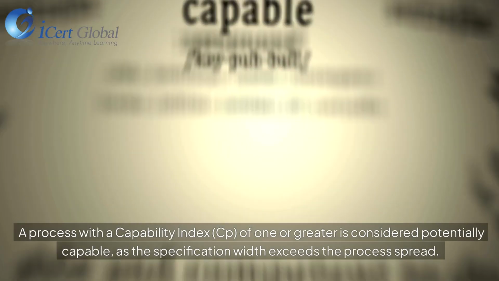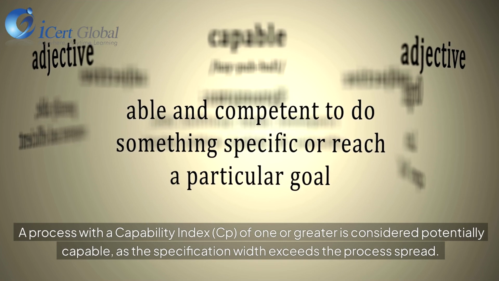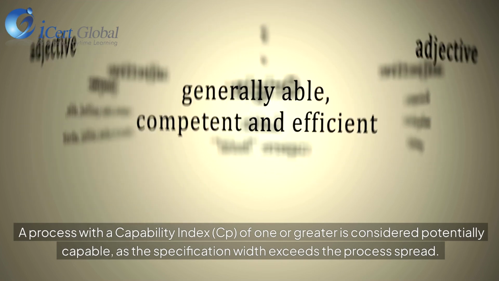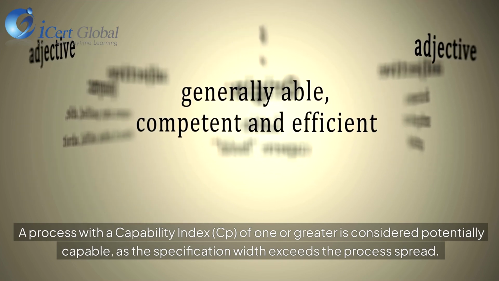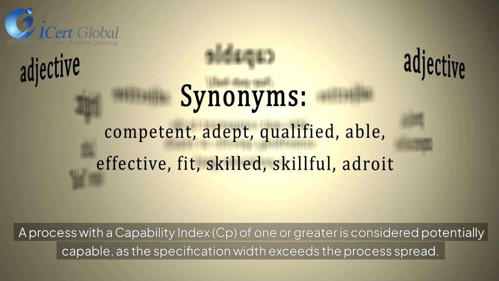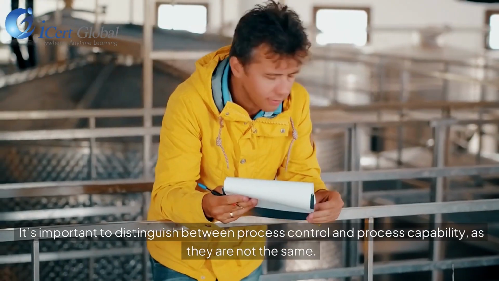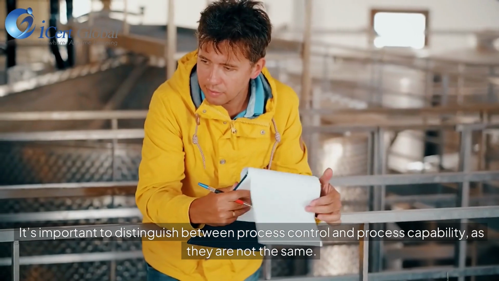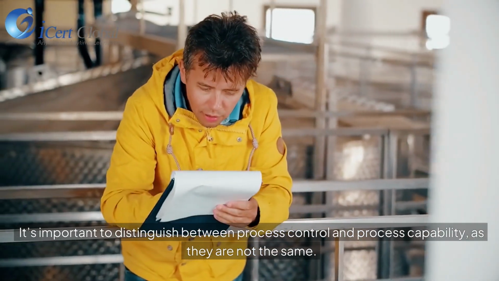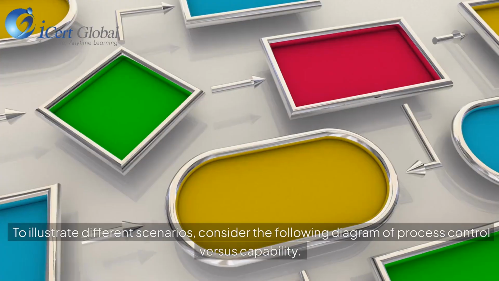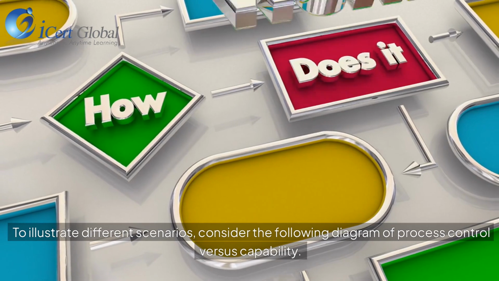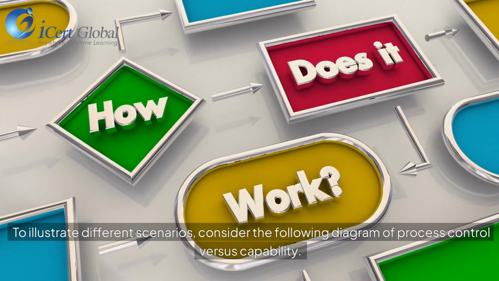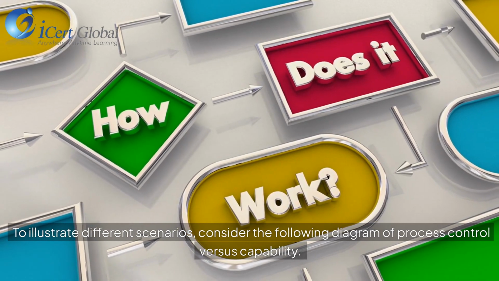A process with a capability index, CP, of 1 or greater is considered potentially capable, as the specification width exceeds the process spread. It's important to distinguish between process control and process capability, as they are not the same. To illustrate different scenarios, consider the following diagram of process control versus capability.